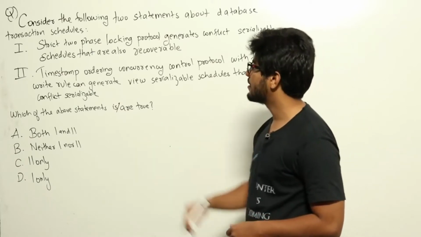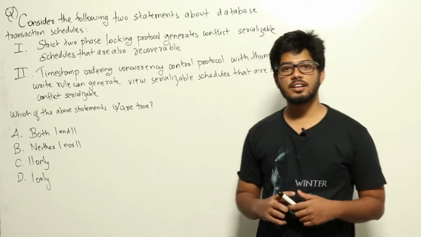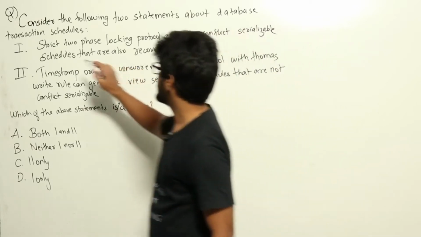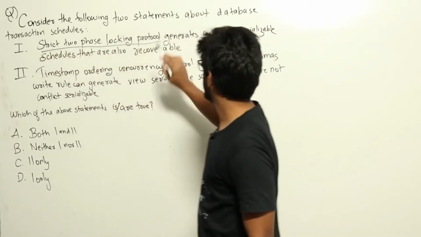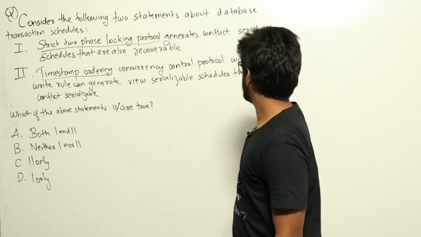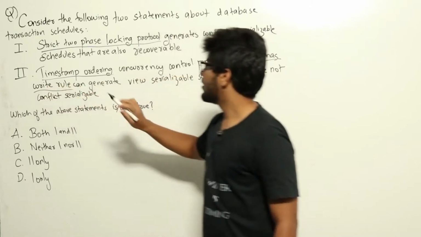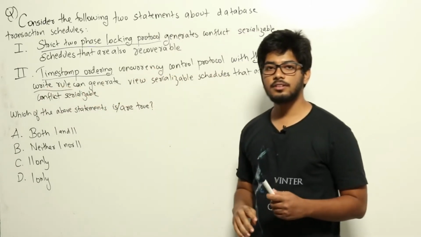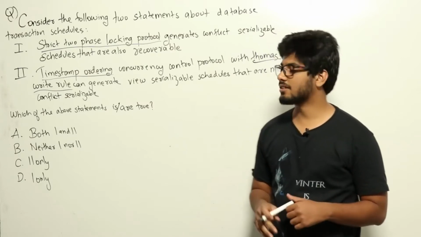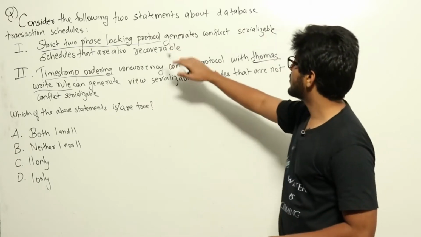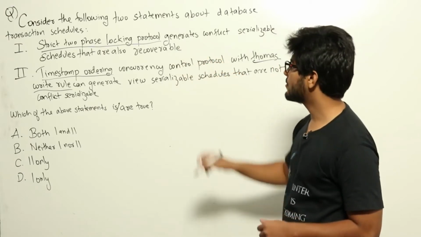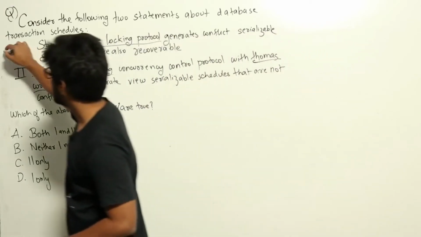4 options are given. So this is a question regarding concurrency control protocols in database management systems. They are asking us about strict two-phase locking protocol and also timestamp ordering protocol with Thomas Write rule. Now in strict two-phase locking protocol, we will be holding all exclusive locks until the transaction commits, which means that all the schedules generated would be strict schedules. So statement 1 is correct.